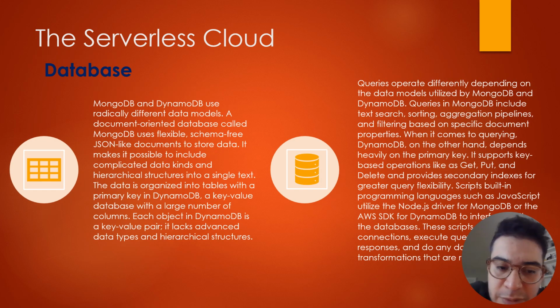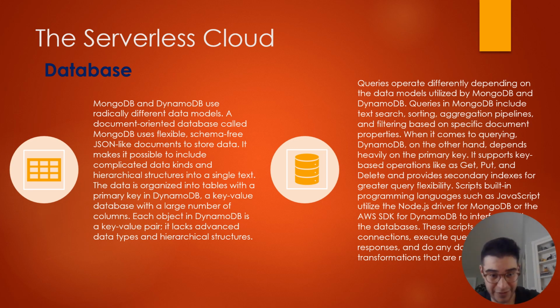Database. So we're going to be talking about MongoDB and DynamoDB. They're used radically and they're completely different. MongoDB uses flexible, schema-free, JSON-like documents to store data. It makes it possible to include complicated data kinds and hierarchy structures into a single text. The data is organized into tables with a primary key in DynamoDB, a key-value database, and a large number of columns. Each item in Dynamo is a key-value pair.